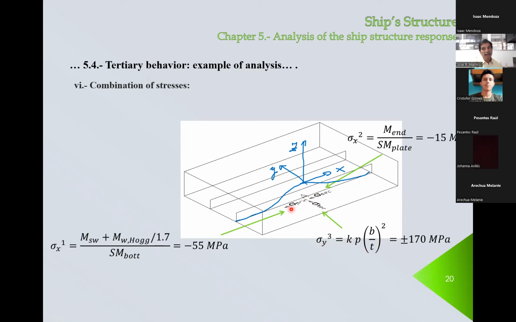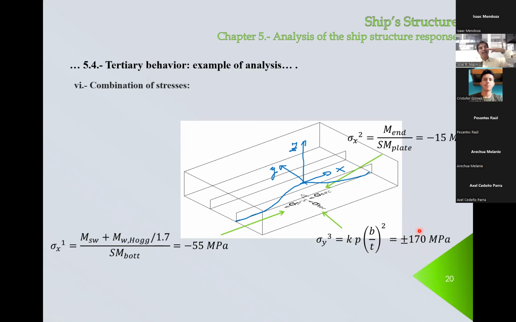A depends on the aspect ratio. This is similar to the Timoshenko solution. This is the pressure that we have on the bottom. B over T, where B is the shortest dimension, and T, of course, is the thickness. We evaluate that to 170. We have to be careful because both are possible.